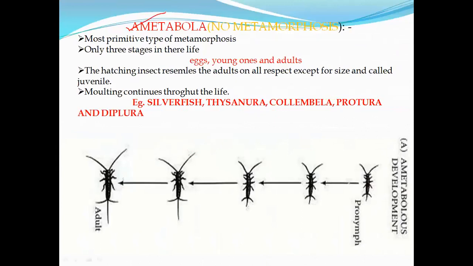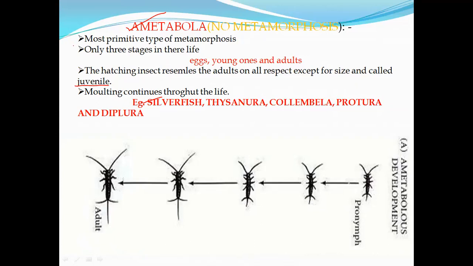Now firstly, what is meant by ametabola? Ametabola simply means no metamorphosis. There is no change in form, only in size, during the juveniles, the young ones. This type of metamorphosis is generally found in silverfish, Thysanuran, Collembolan, Protura and Diplura insects. It is found in apterygote insects, those that are wingless.